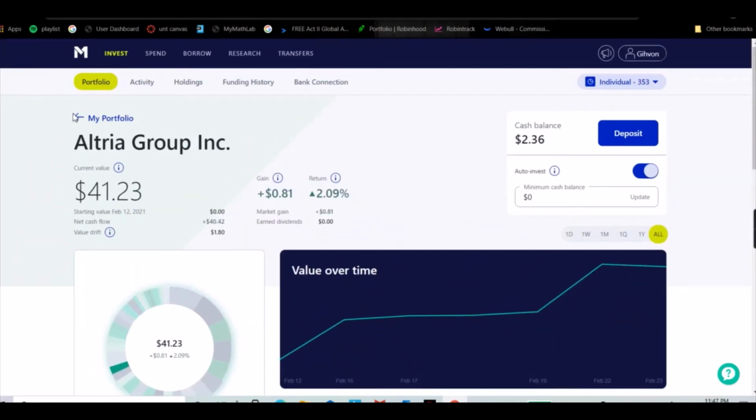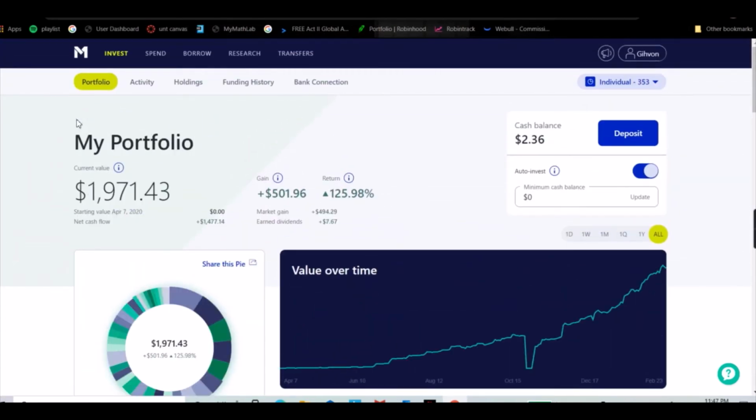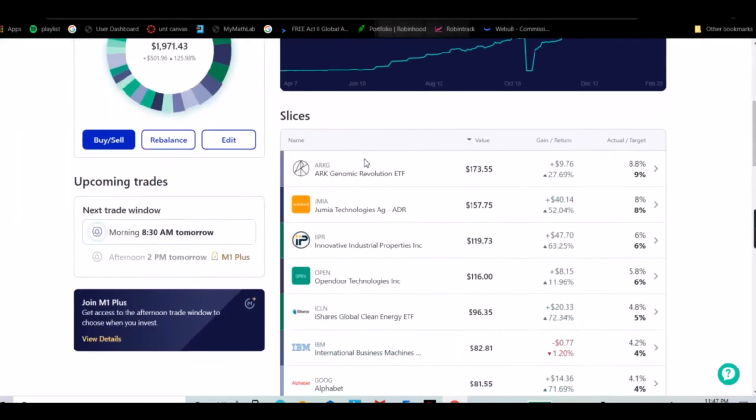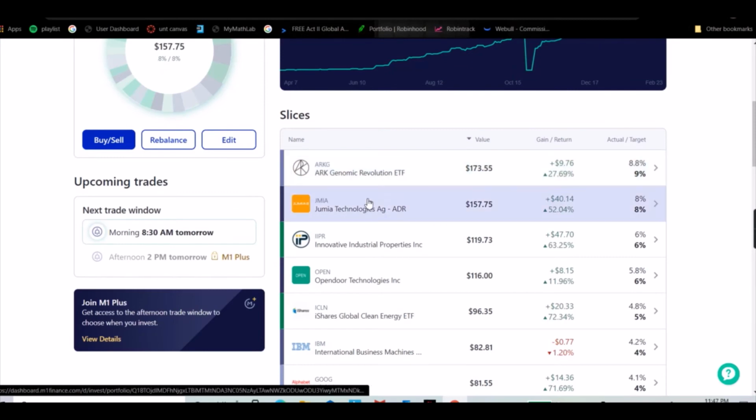So you should just have some boring stocks in your long-term account. They provide a little safety. As far as the growth picks, the 50%, for example, I like Jumia Technologies.